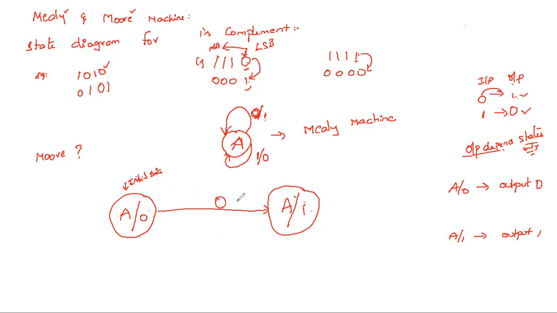Here we do not mention beta, because the output depends on state only. It doesn't depend on input. So we do not mention output on the transition; we mention it with respect to state only. In the Mealy machine, the output is represented with respect to input. Here we represent it with respect to state. So we go to the state.